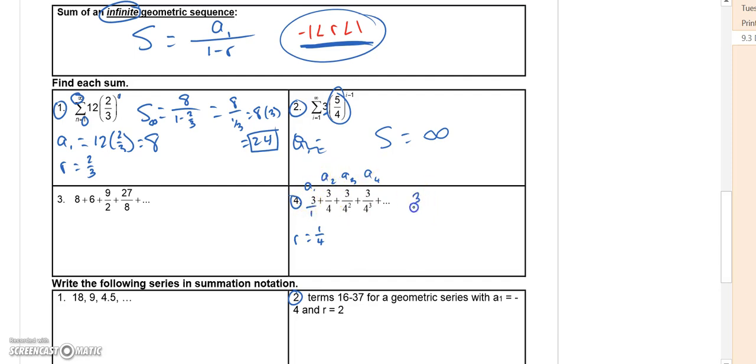So I could take 3/4 divided by 3, and what am I going to get? Well, that's going to give me 1/4, right? So that's my r value. First term is 3. So my sum is going to equal, again, this means it's infinite, first term divided by 1 minus 1/4. Well, that's 3/4, right? So 3 divided by 3/4, 3 times 4 over 3 gets me 4.